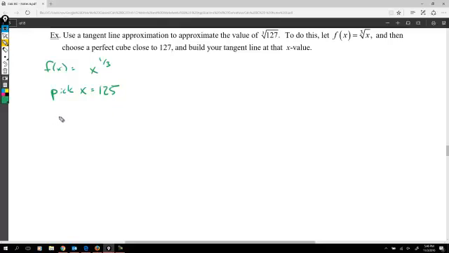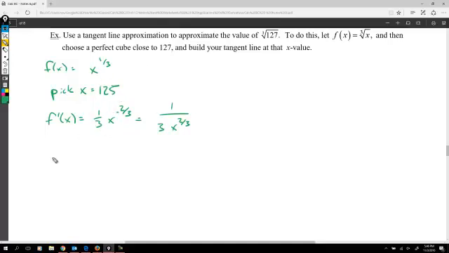Okay, so first let's take the derivative. Right, so I'm going to have 1/3 x to the negative 2/3. And we could simplify that a little bit. So 1 over 3 x to the 2/3 power. Okay, so here's my derivative. I'm choosing to use x, and so I'm going to go through the same process as before.